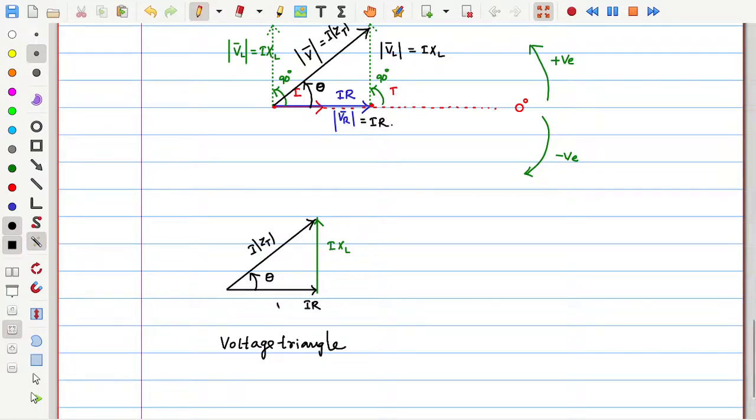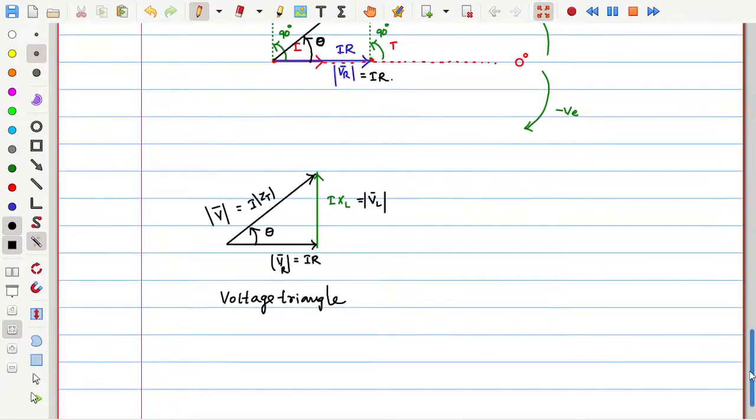Try to observe that this is the resistive voltage drop. This is the inductor voltage drop magnitude. This is the total voltage across the entire RL circuit. Now the angle made between the voltage and current is theta. This angle we can call the impedance angle.